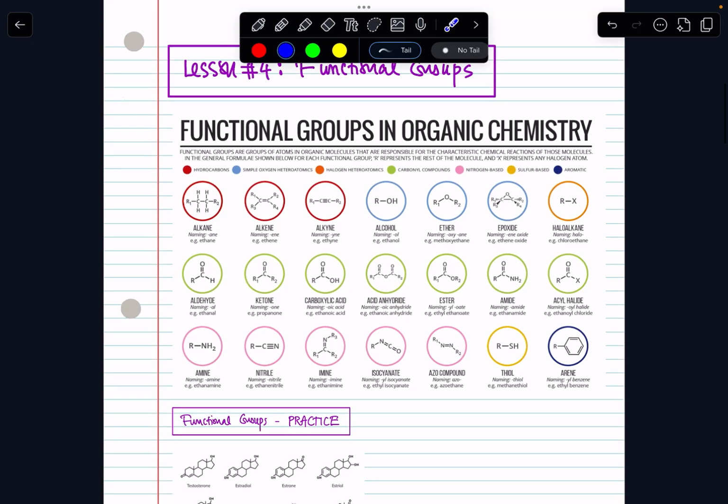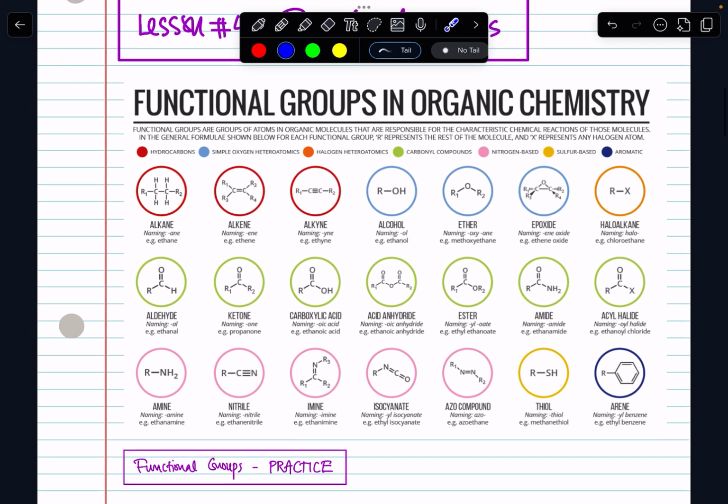So this chart shows you essentially all organic groups that we currently have. You can see them circled in different colors. The color coding here is to represent similarities in their function, although none of these two groups are identical, obviously. But you could group them into red, which are hydrocarbons, or blue, which are simple oxygen heteroatomic molecules, or orange, which is sulfur-based.